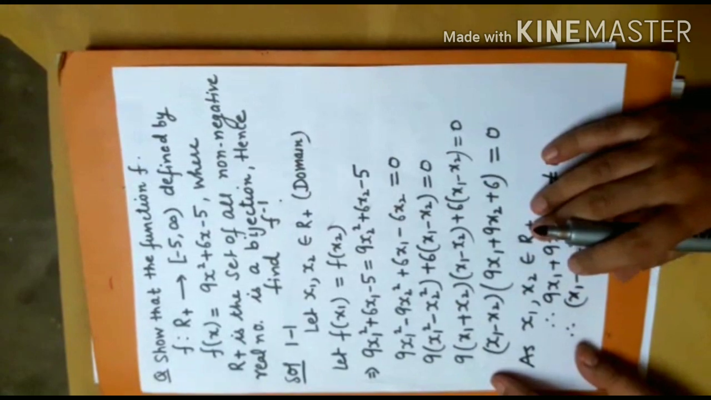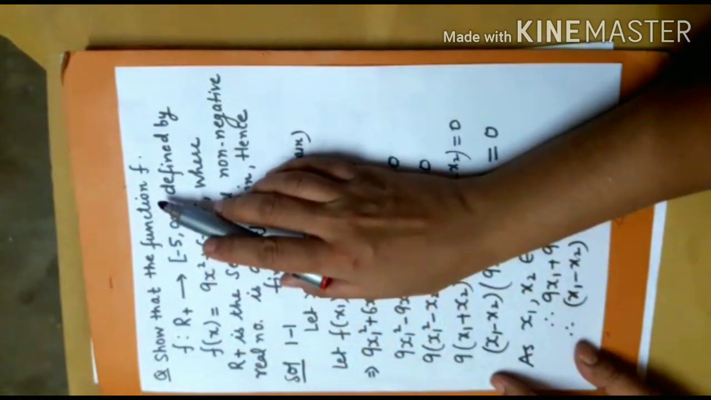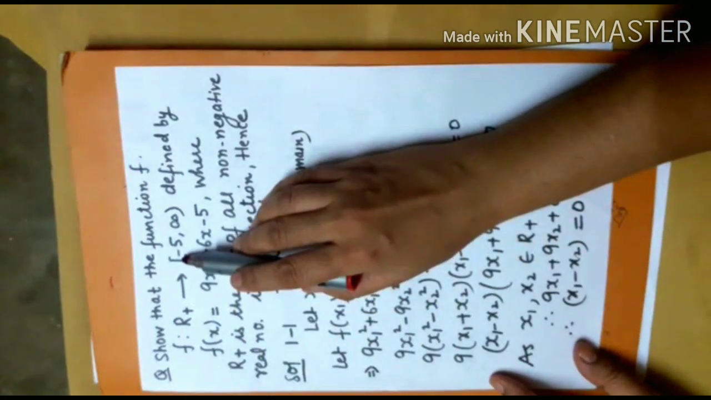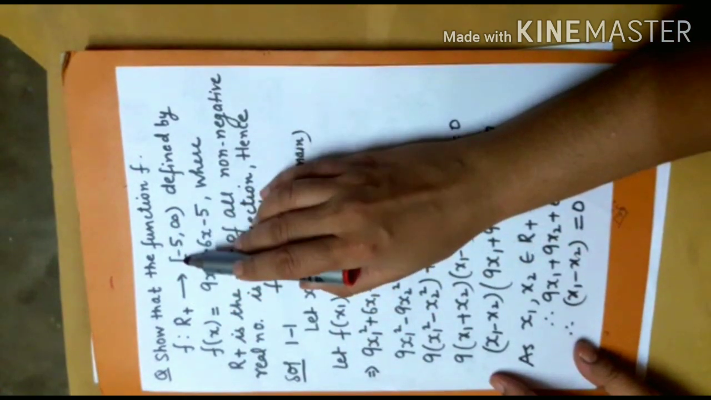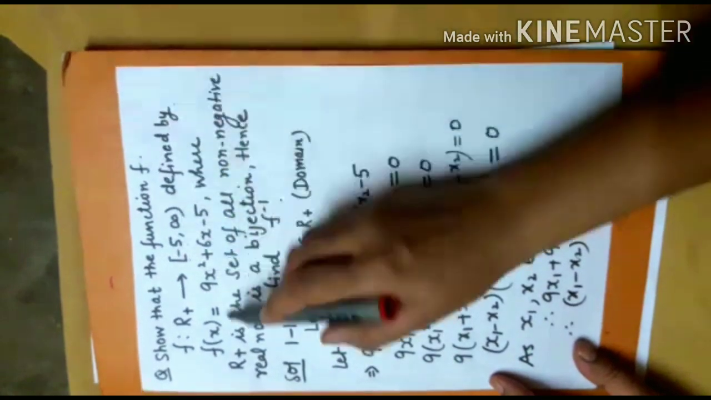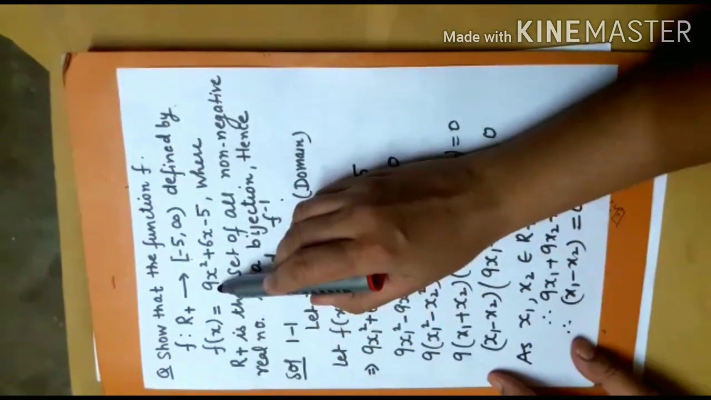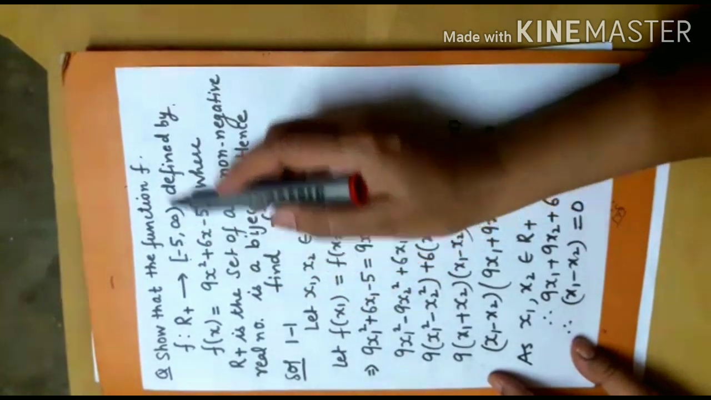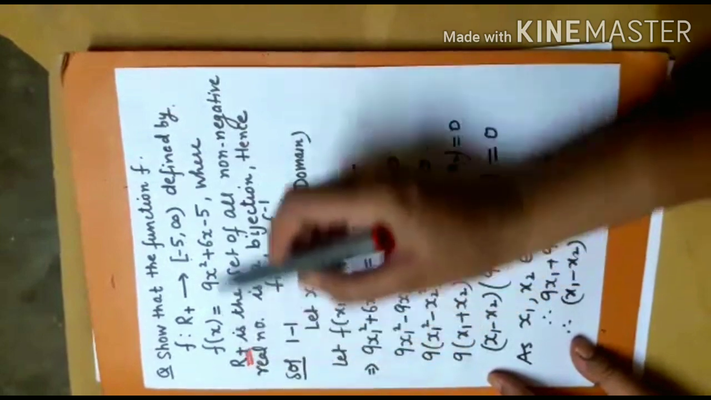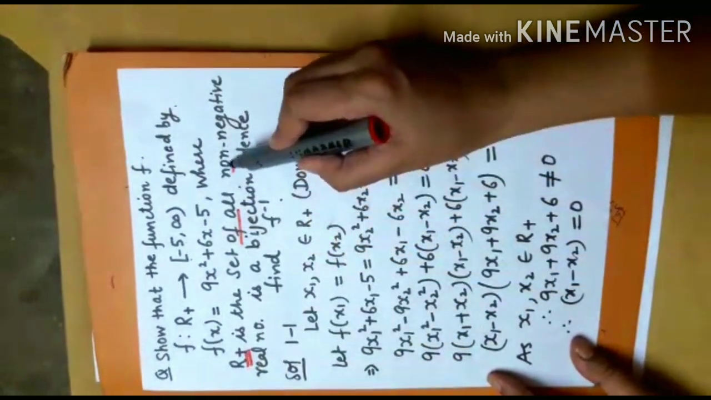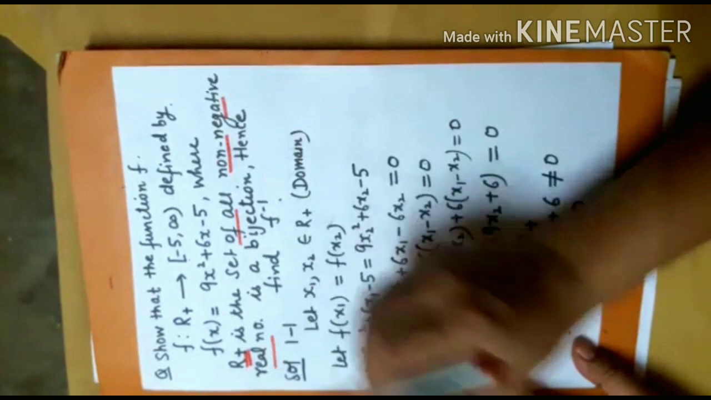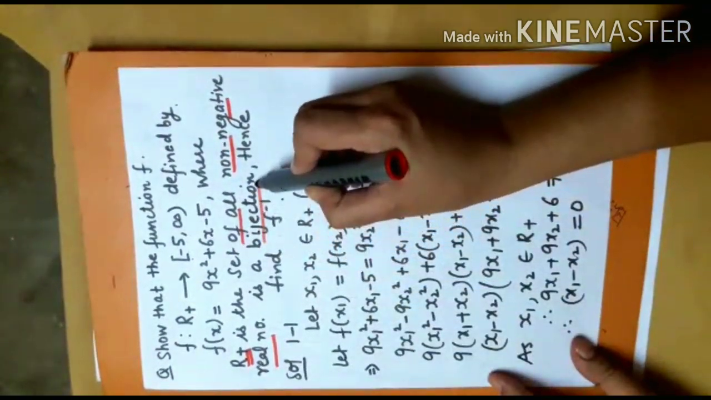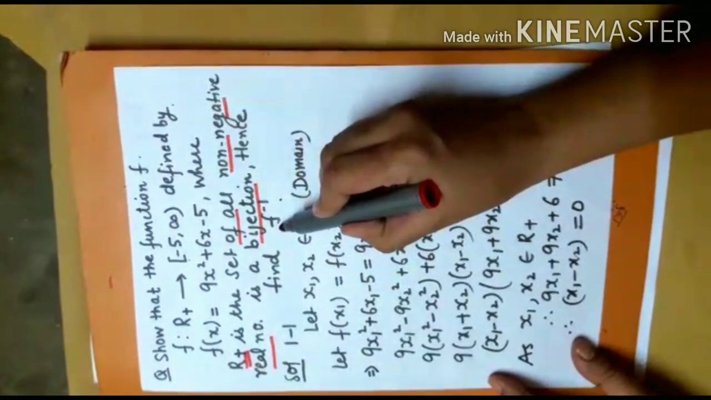Take another question. Show that the function f from R+ to the interval [-5, infinity), defined by f(x) = 9x^2 + 6x - 5, where R+ is the set of all non-negative real numbers, is a bijection, and hence find its inverse.